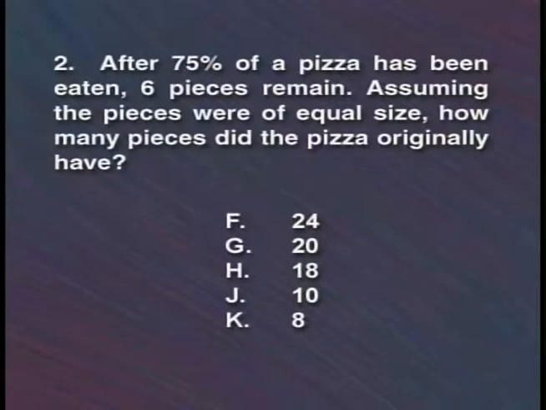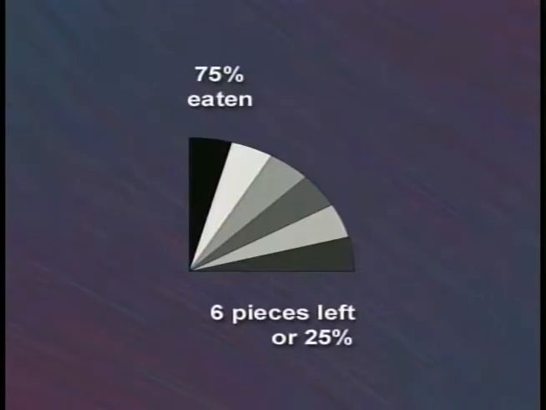Problem 2. After 75% of a pizza has been eaten, 6 pieces remain. Assuming the pieces were of equal size, how many pieces did the pizza originally have? Let's visualize this problem. Draw a pizza with 75% eaten and 25% remaining. This 25% consists of 6 pieces.